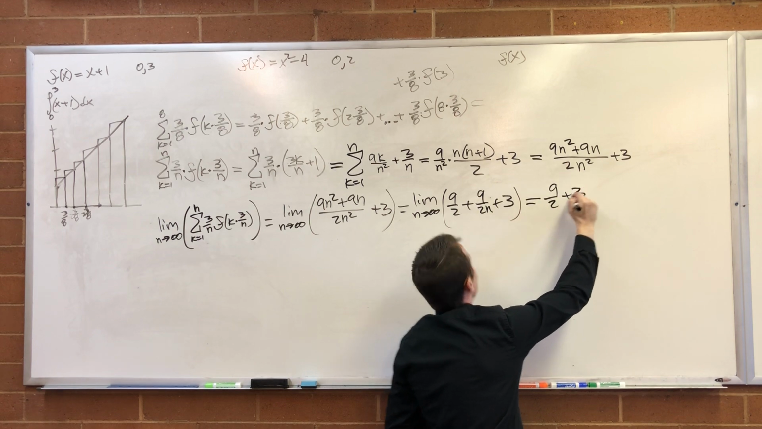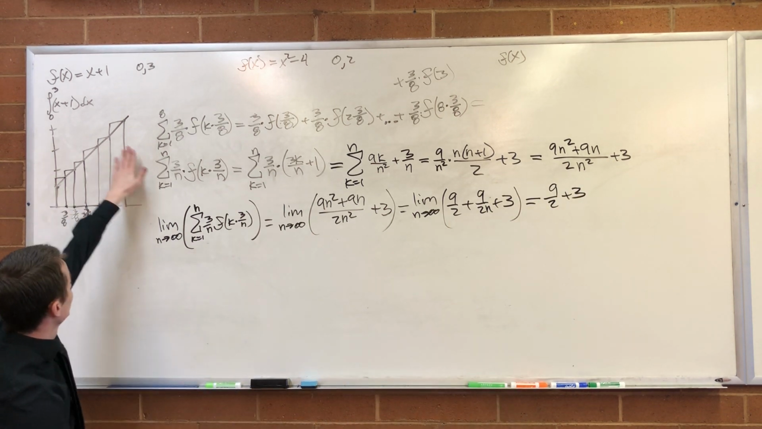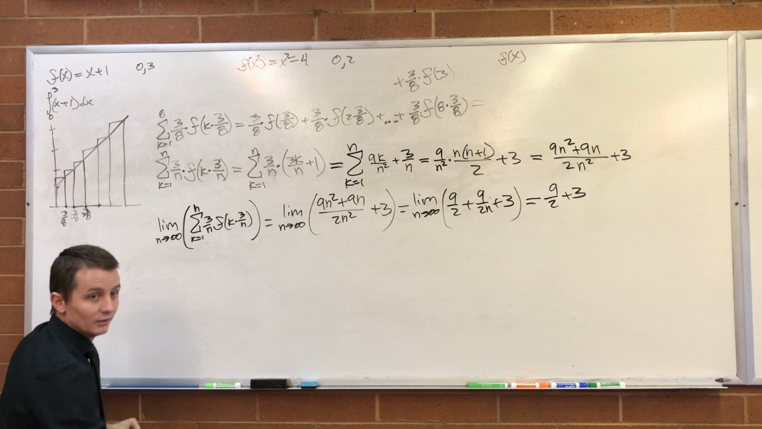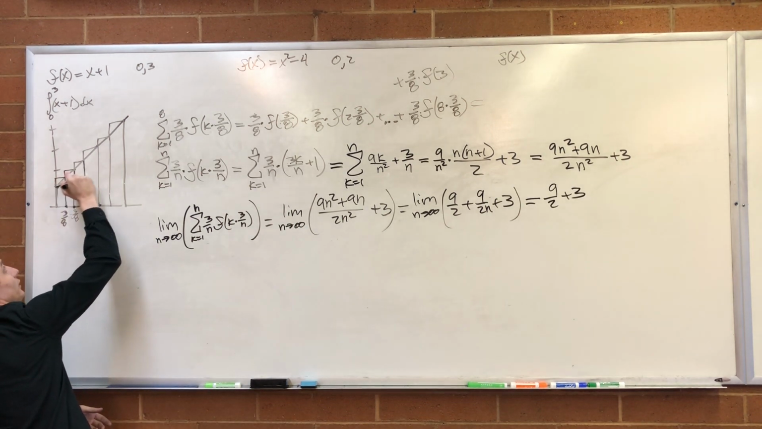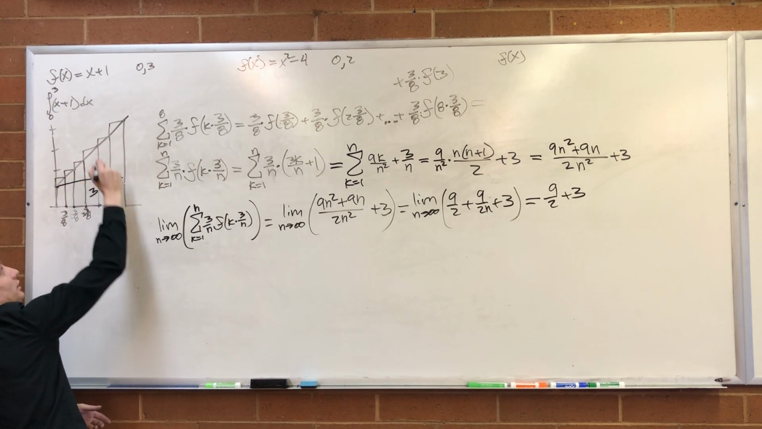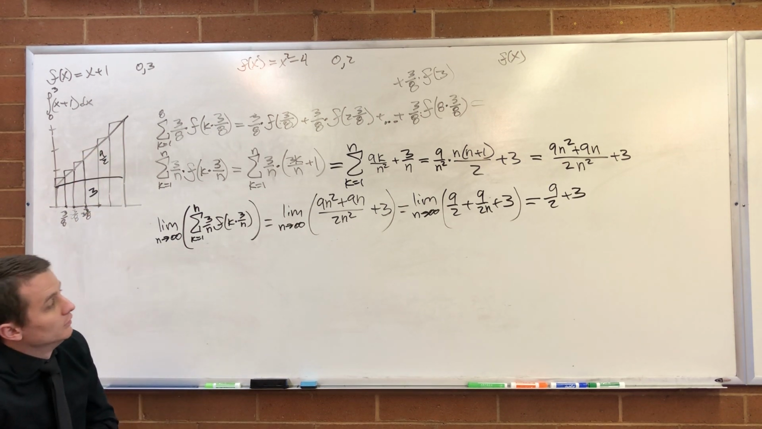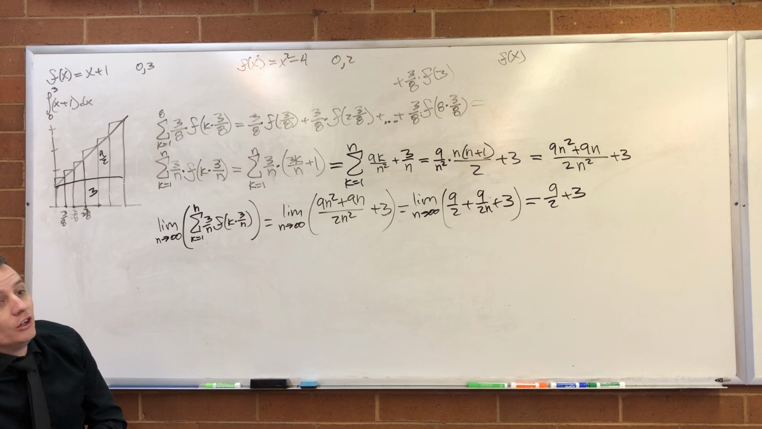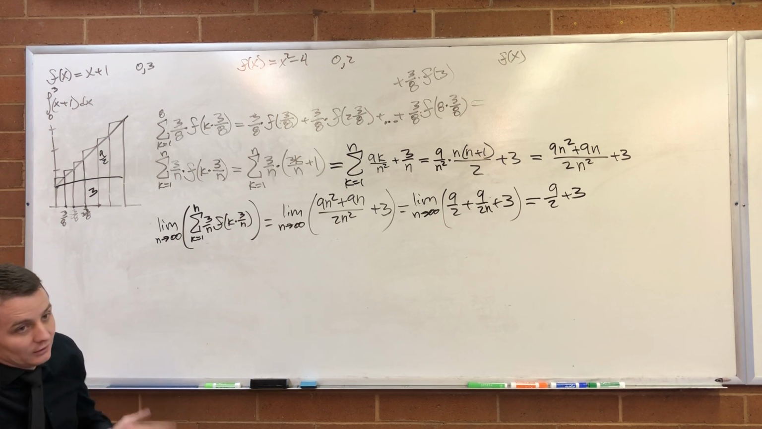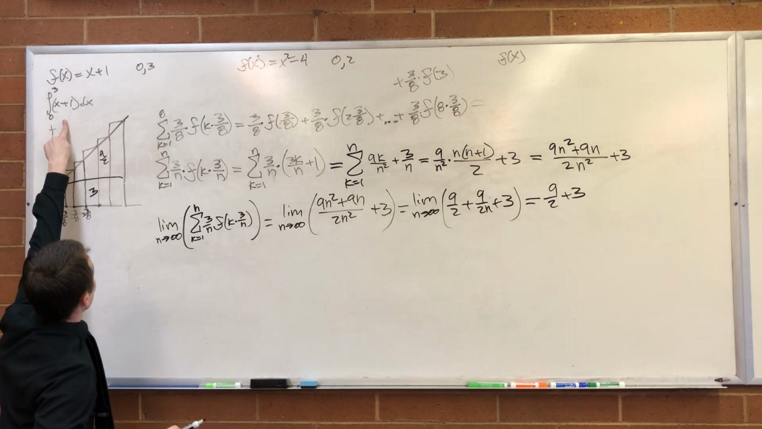Now notice, we already knew from looking at the picture before that that was the answer. The 3 was this area down here, and the 9 halves was this top rectangle, or top triangle. Okay, I see how it's working now. So we just barely calculated an integral by hand.